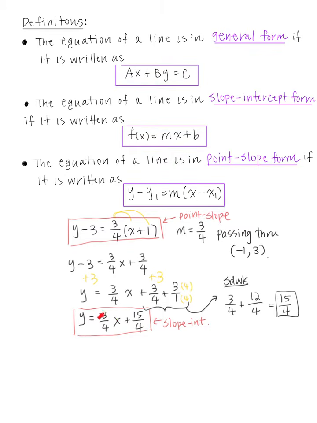You're going to have to move 3 over 4x to the left-hand side by subtracting 3 over 4x. So here, what we're going to get is negative 3 over 4x plus y equals 15 over 4. So now it is of the form ax plus by equals c, where b is 1 and c is 15 over 4. So this form right here is called the general form.